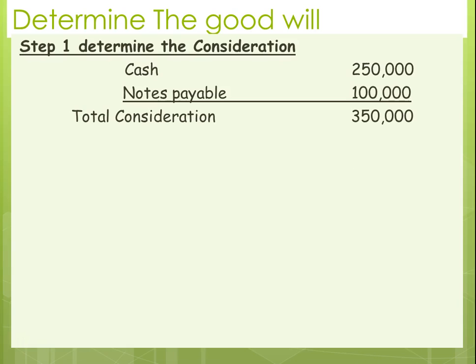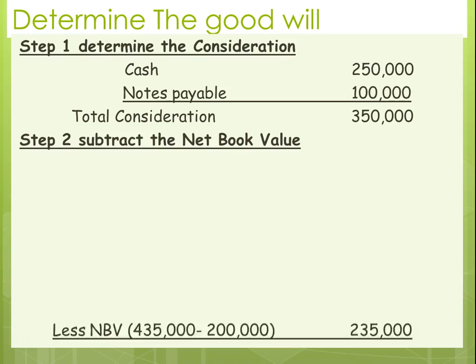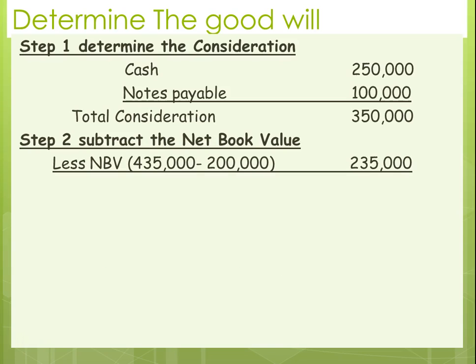Now, we subtract from that the net book value, which is always our assets minus our liabilities, which was $235,000. So we have a difference of $115,000. Now, if the book value of the assets was the same as the fair market value, $115,000 would be our goodwill.